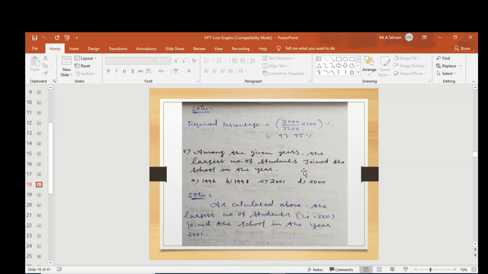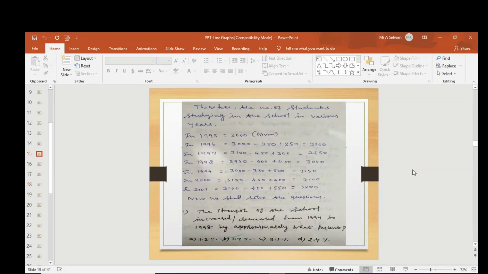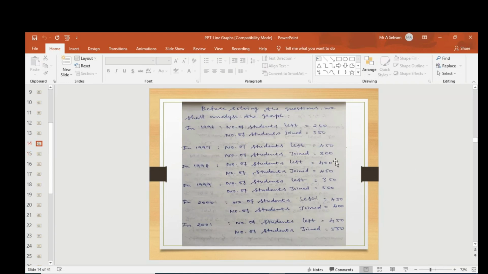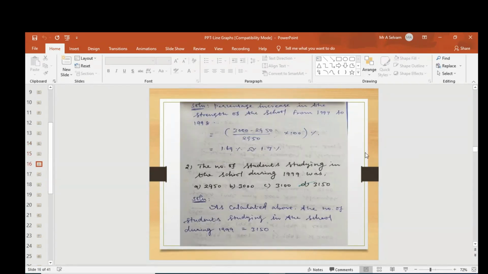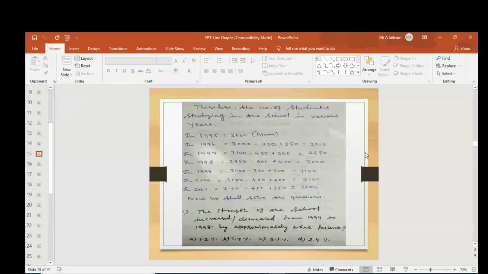Among the given years, in which year did the largest number of students join the school? Already we have interpreted the data, right? They are asking only about students who joined the maximum. Largest means maximum, the largest number of students who joined the school.